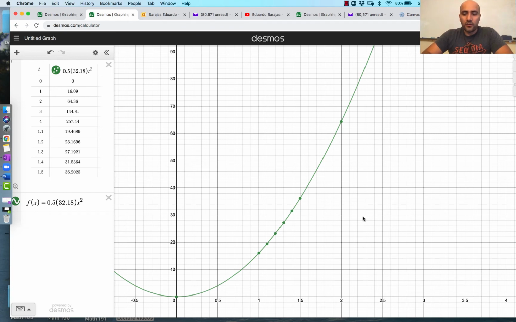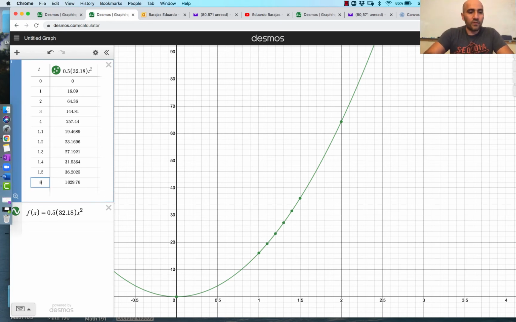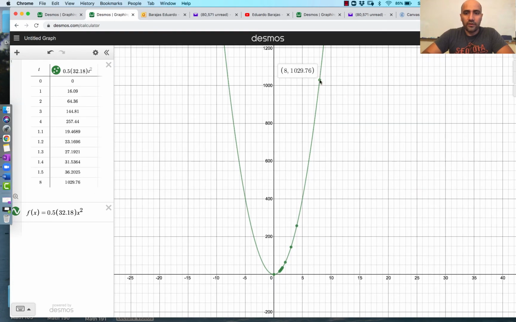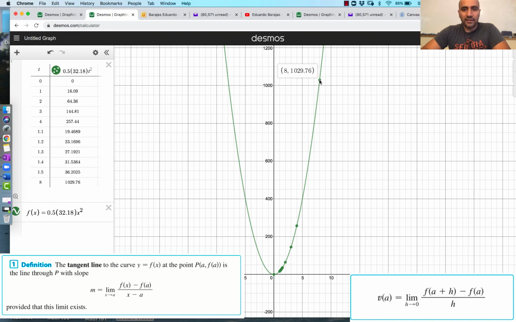Okay, so now this particular question asked us about what's happening at t equals 8. So at 8 seconds, the object will have traveled 1,029 feet. So we've got to go way, way up here. So let's go way up here. There it is. So after 8 seconds, the object will have traveled 1,029.76 feet total. And as we just saw, when we have a position function, that's what this green one is, we can find the slope of the line tangent at this point to find the velocity.